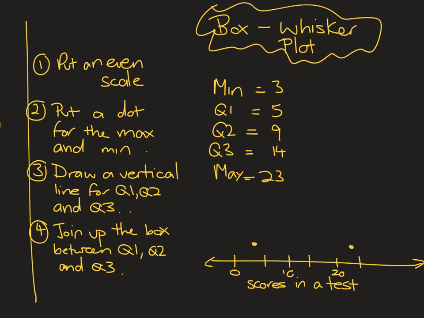Dot for the maximum. And then I'm going to put a line for Q1. With my line for Q1, I'm going to make sure it doesn't actually touch the scale. So just a line like that. Then a line for Q2 at 9, so about there. And then a line for Q3 at 14. So they're spread out by the same amount. And then I'm going to join up the box between Q1 and Q3 like that. And finally, step 5, draw a line to the dots. Okay, just one line to the dots on either side. So I'm going to draw a line and draw a line.